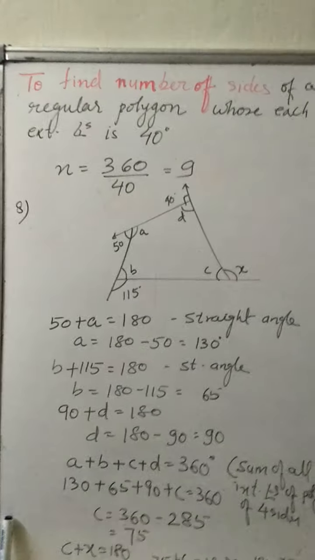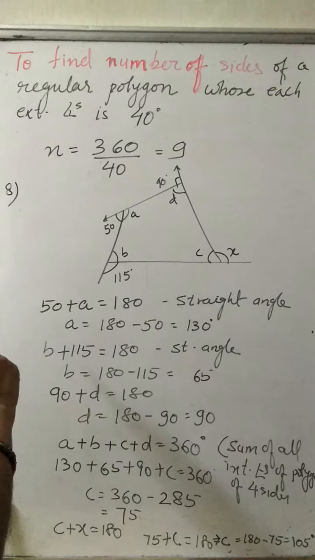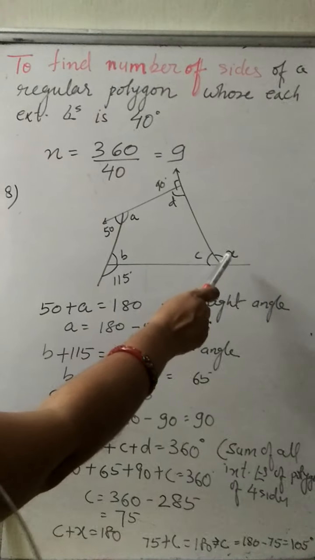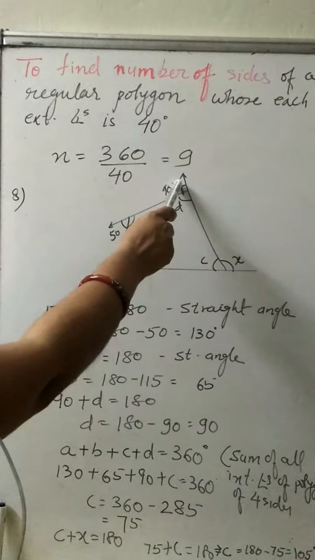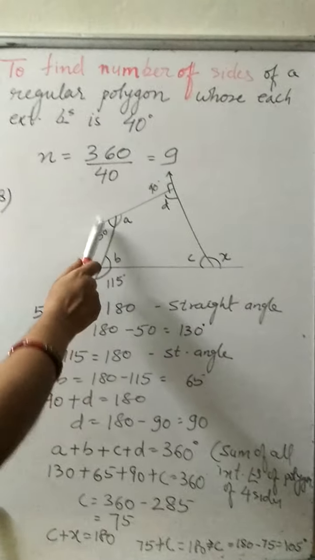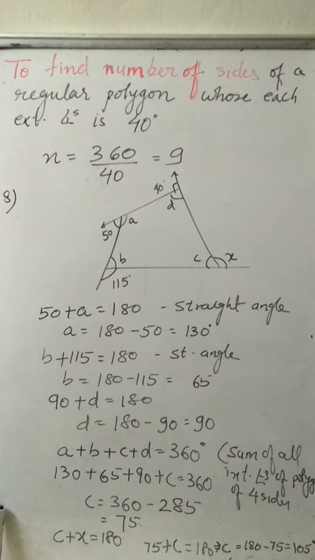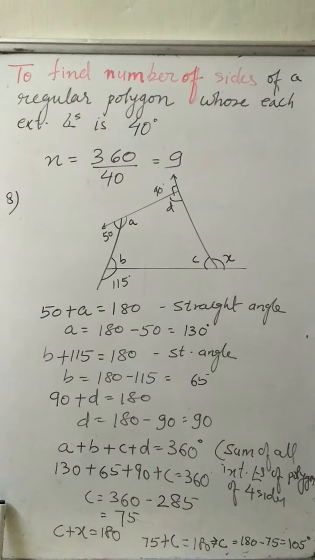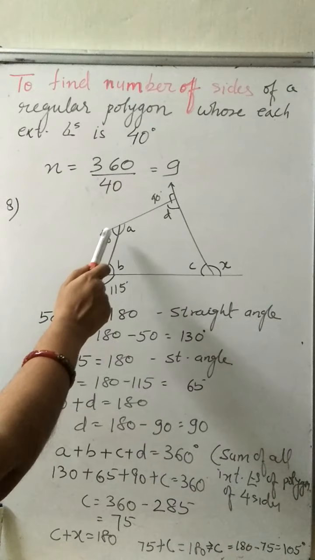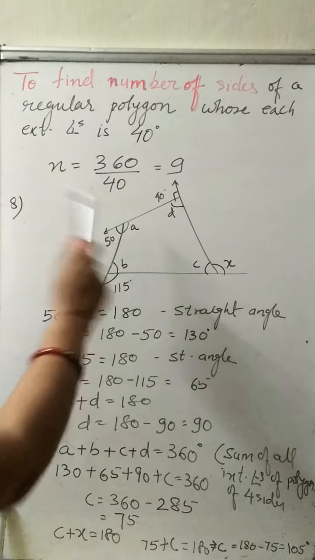But one more question I can see, question number 8, I am discussing here. This is the figure, and you have to calculate the value of x. Here this angle given is 90 degrees. Here one exterior angle is 50. Here 115, and then you have to calculate x. So with the concept of a straight line, you have to calculate all interior angles. Here they are forming a straight angle. So 50 plus a is equal to 180 degrees. Like this you have to calculate the value of a.